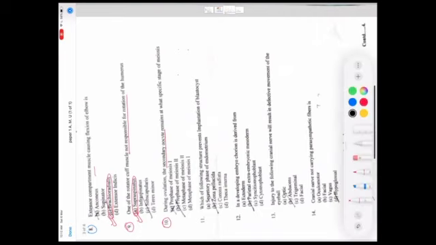Question number 10. During ovulation, the secondary oocyte remains at what specific stage of meiosis? We are talking about the secondary oocyte. The answer choices are prophase of meiosis 1, prophase of meiosis 2, metaphase of meiosis 2, metaphase of meiosis 1. So let's talk first about the primary oocyte, and then we'll talk about the secondary oocyte.